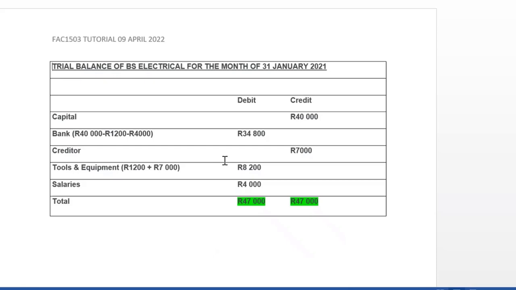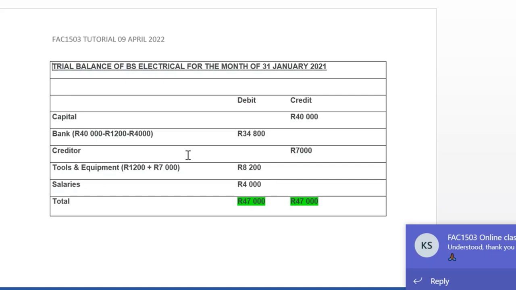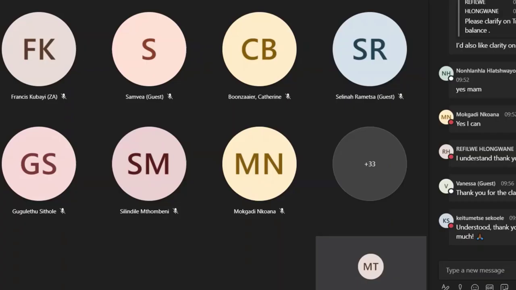So when you look at that trial balance, you can see that the balance you see in the trial balance will be the same balance you see in the general ledger. But remember, before you get to the trial balance, you do the general ledger first. So, for example, if the capital account in the general ledger has a credit balance of 40,000, that same balance you will take to the trial balance as a credit of 40,000.